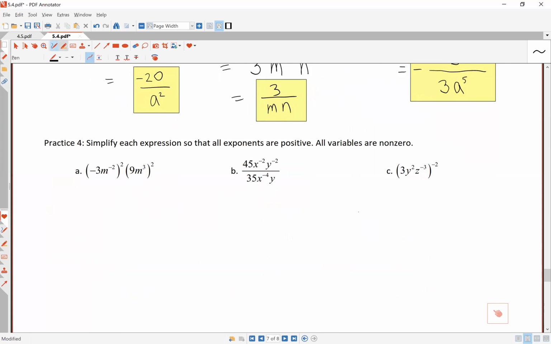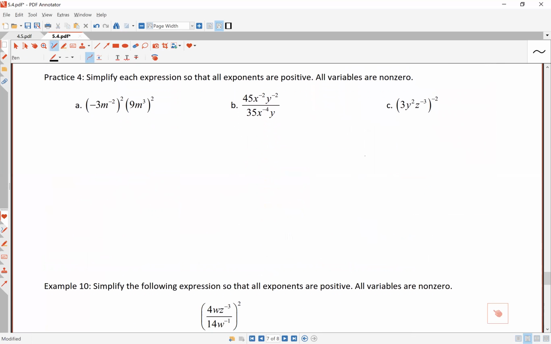This leads us to 3 practice problems for you to try. I encourage you to press pause on your video and come back when you're ready to check your answer. Now that you've had a chance to work these out, I'll work these out for you.